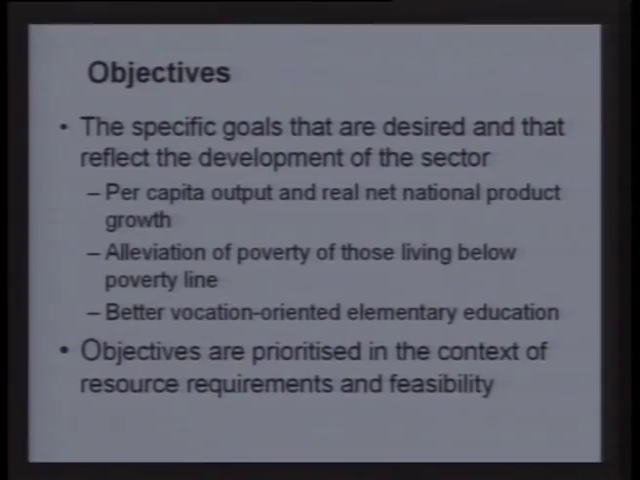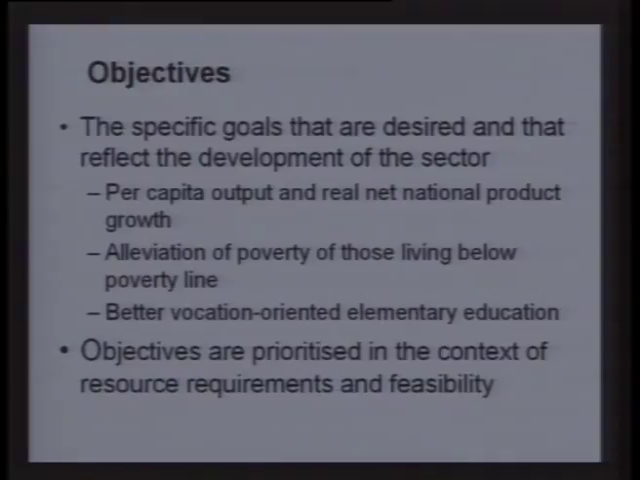Objectives are the specific goals that are desired and that reflect the development of the sector. These are the objectives of any agriculture policy. For example, per capita output and real net national product growth may be one of the objectives. The alleviation of poverty of those living below the poverty line. Third may be better vocational-oriented elementary education.